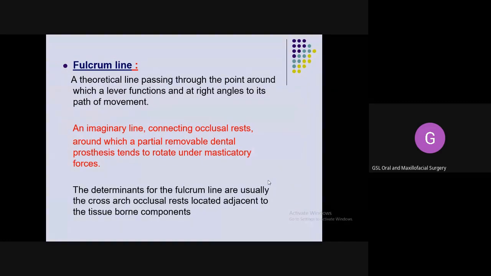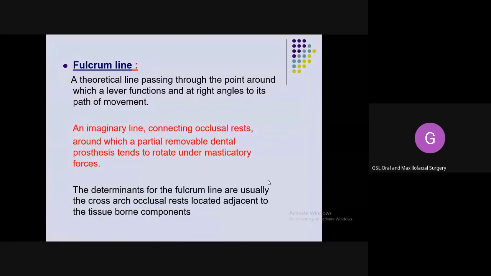So what is a fulcrum line? A fulcrum line is nothing but an imaginary line. It is a theoretical line passing through the points around which a lever functions, and at right angles to its path of movement. It is a line drawn passing through the terminal abutments. This line passes through the occlusal rests of the terminal abutments of a removable partial denture.